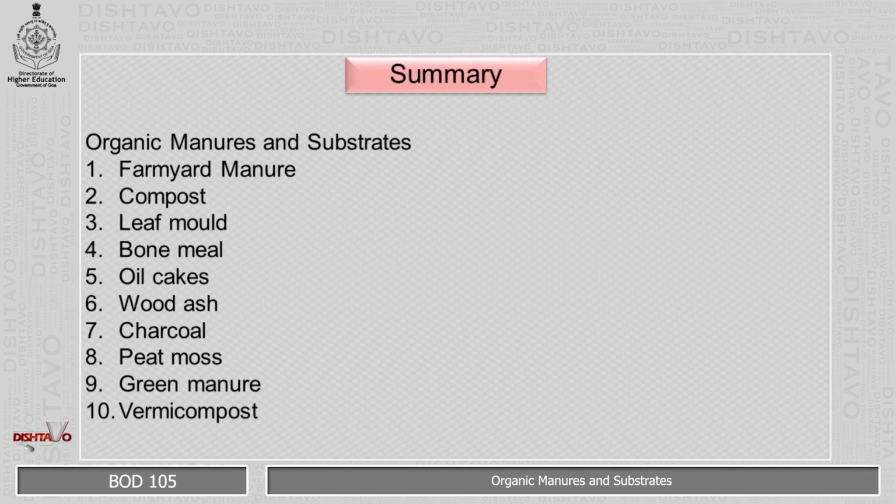To summarize, in this module we have studied about the organic manures and substrates such as farmyard manure, compost, leaf mold, bone meal, oil cakes, wood ash, charcoal, peat moss, green manure and vermicompost.